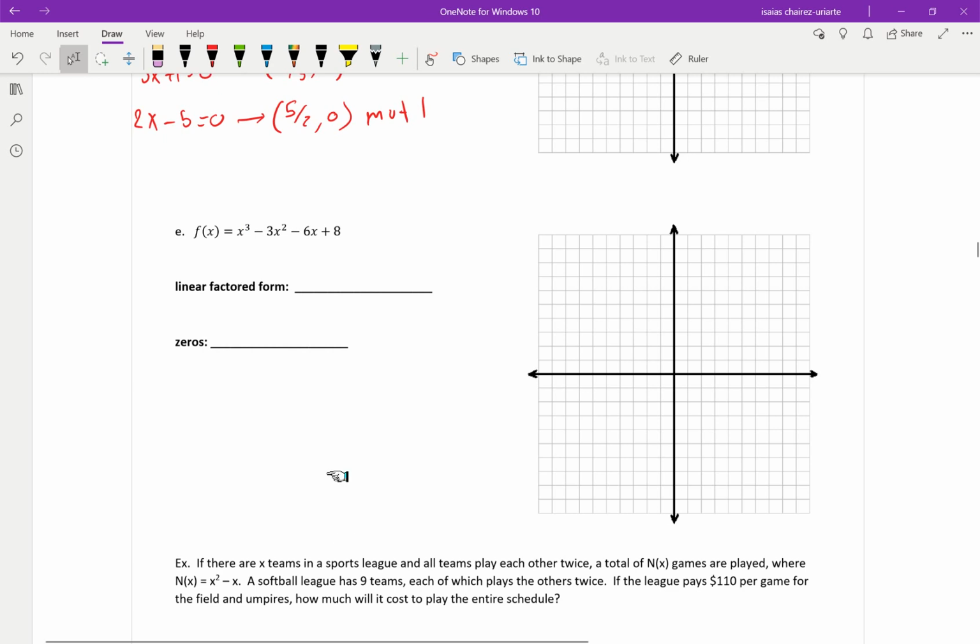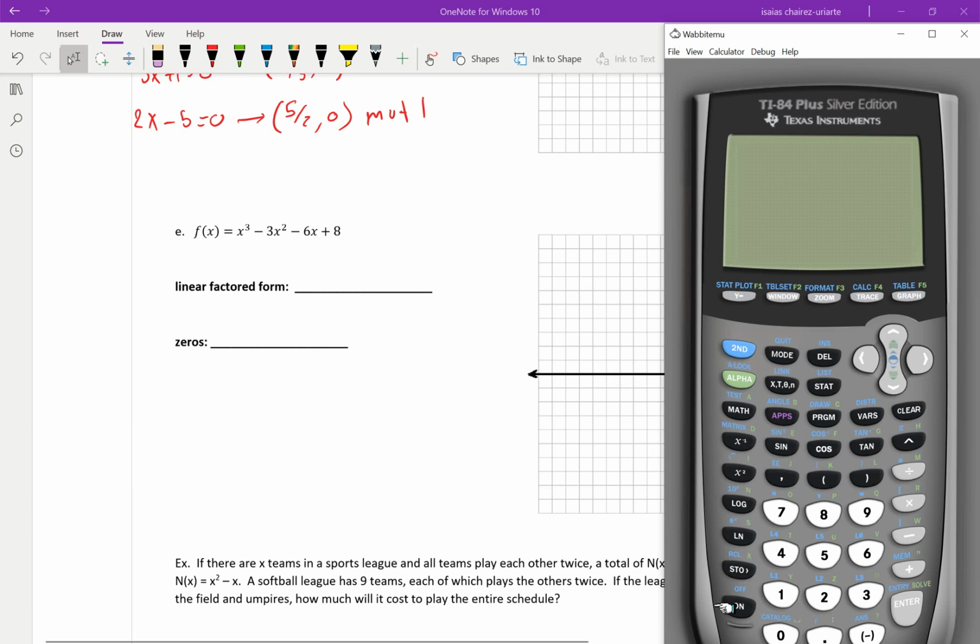What I'm going to do right now in order to figure out the linear factors of this polynomial is use my calculator. I'm going to enter my polynomial into my calculator. So let me clear this. I'm going to say x to the third minus 3x to the second minus 6x plus 8. All right, so that's my polynomial. I'm going to look at its graph, and based on the graph, I'm going to try to guess what the x-intercepts are.